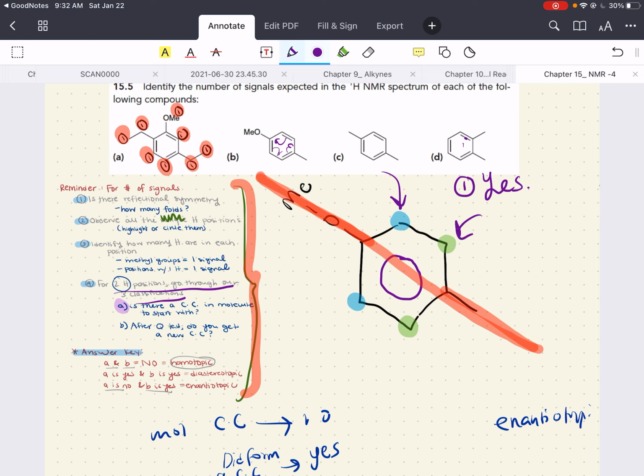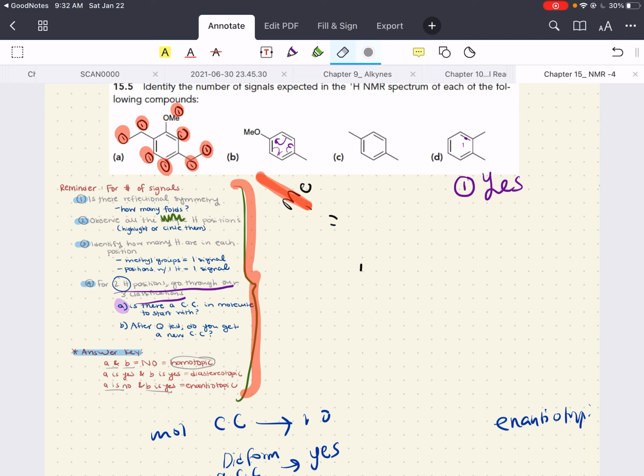So keeping in mind that our molecule has reflectional symmetry, let's observe all the positions with hydrogens. We're going to highlight them in green, but let's get rid of this line right through this molecule so that we don't get confused. Let's redraw it really quickly. Fantastic.